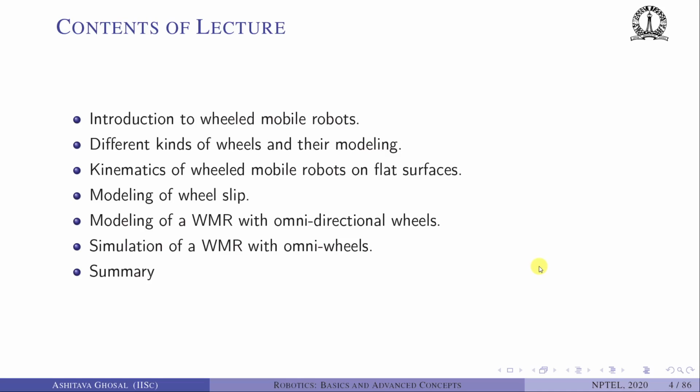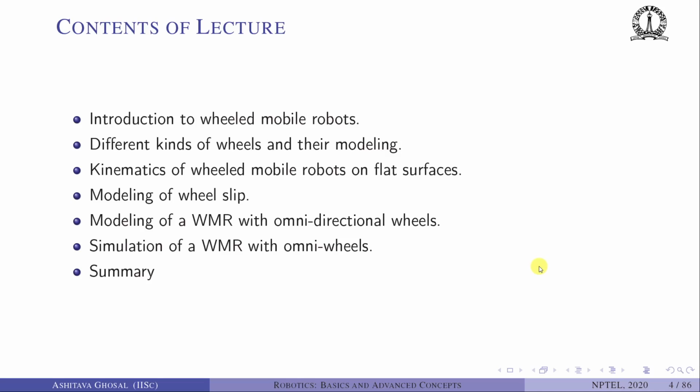One of the important aspects of wheeled mobile robots moving on flat surfaces, or for that matter on any surfaces, is this notion of slip. Okay, the wheels of a wheeled mobile robot, when it is moving on a surface, will always slip. Without slip, actually, we can't even move. So we will look at how to model this wheel slip.